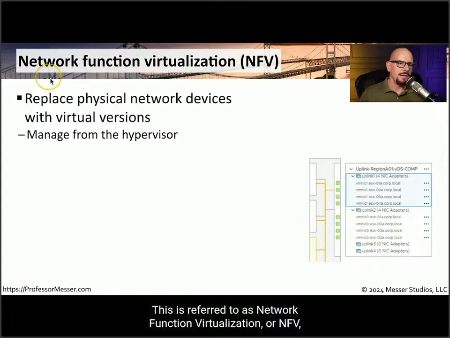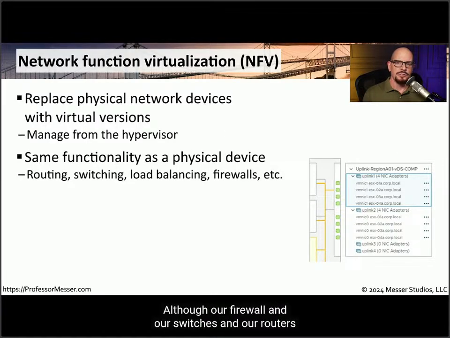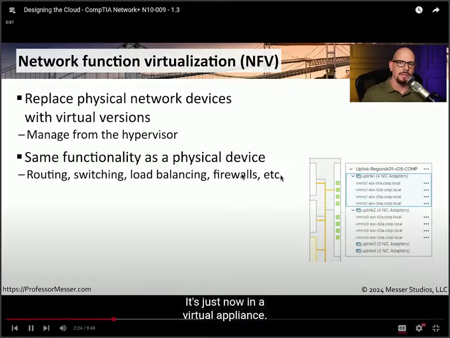This is referred to as Network Function Virtualization, or NFV, where we can replace our routers and our switches and our other networking devices with virtual versions of those networking devices that are running in this virtualized environment. Although our firewall and our switches and our routers are no longer physical, they still have the same functionality. We can see those devices, our network interfaces, and everything about the network configuration all from our hypervisor. So we have the same functionality, it's just now in a virtual appliance.